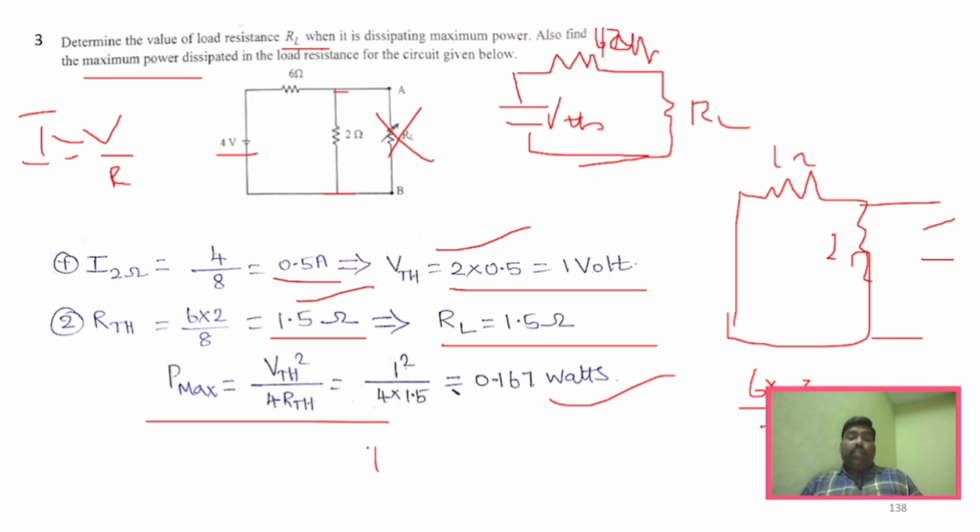And even if you find out the IL value, it is nothing but VTH divided by RTH plus RL. We can find that out, right? We can also find power in such a way that I square into RL, right? So it is the same steps. So if you follow the steps correctly, then you will obtain the answer easily, right?